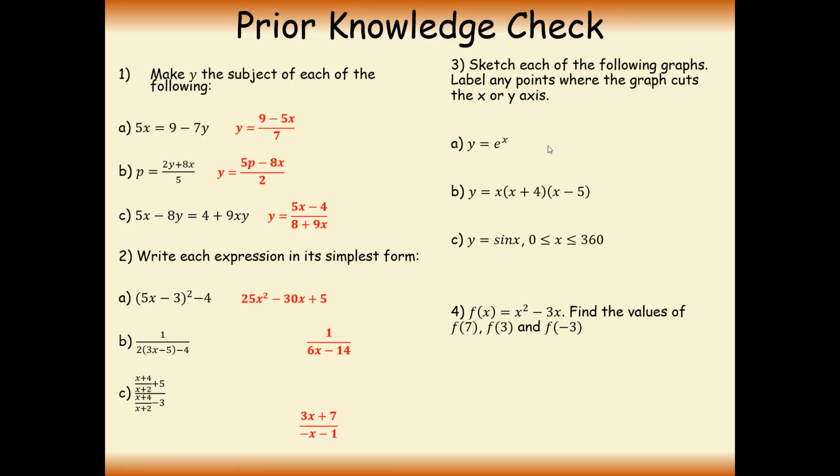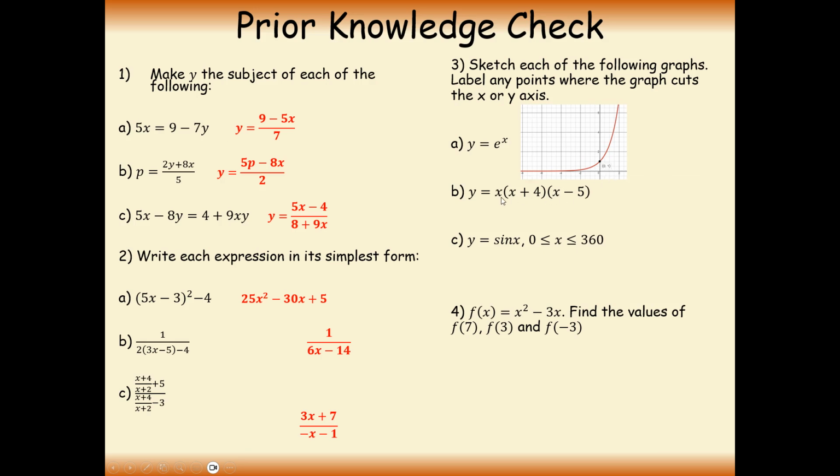To deal with question 3, we have to sketch some graphs. Having done year 12, you should be familiar with these graphs, so I'm simply going to show them to you. This is an exponential function, and when you've been asked to sketch a graph, make sure you label any points where the graph crosses the x and y axis. Intersection points are essential, so 0 and 1 there is absolutely essential.